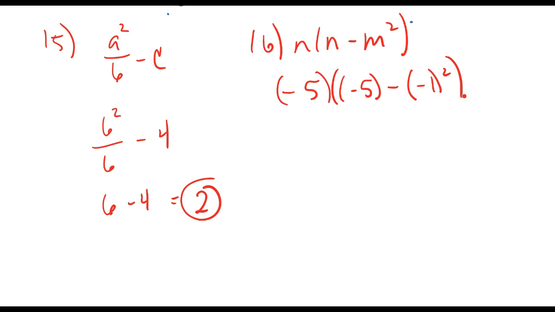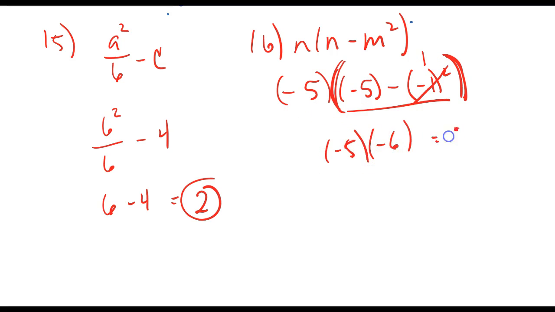So you need to do this. This was the set of parentheses from above, so we need to do everything in here first. I'm going to go ahead and square that first because exponents win. So negative 1 times negative 1 is a positive 1. So now I've got negative 5 minus 1, which is negative 6, and then that's times the negative 5 in the front. So positive 30. I hope you got that one right. That one was kind of tricky.